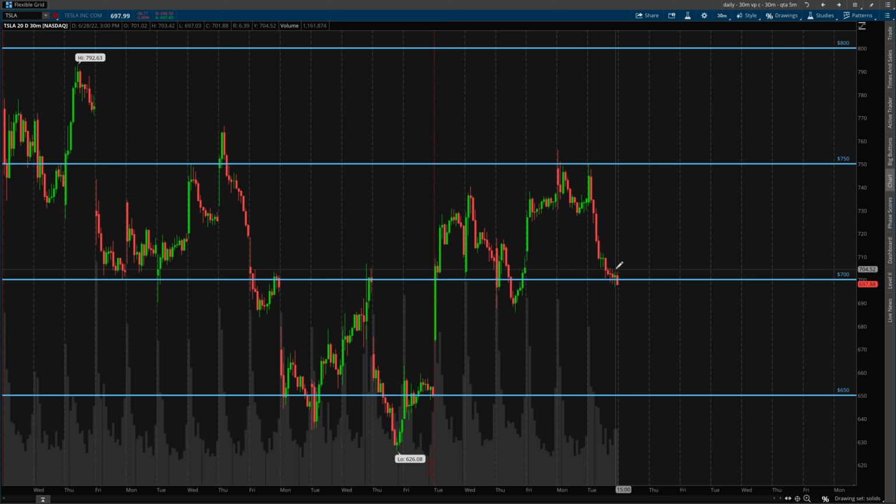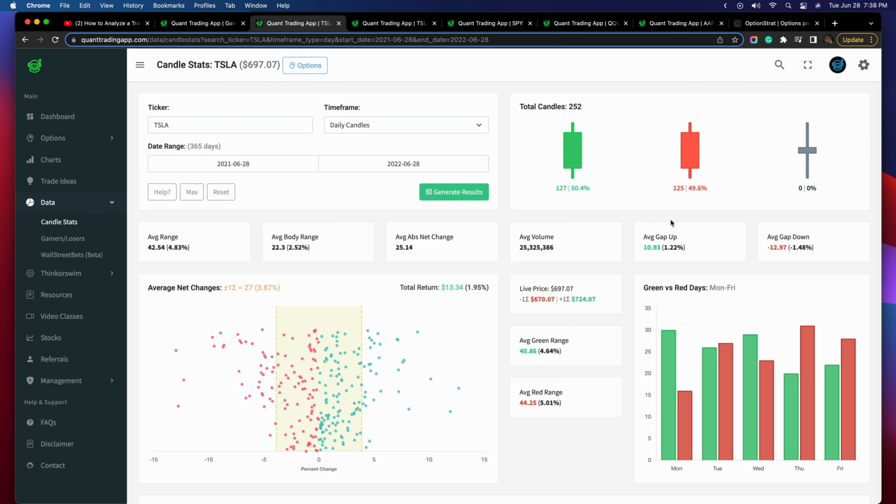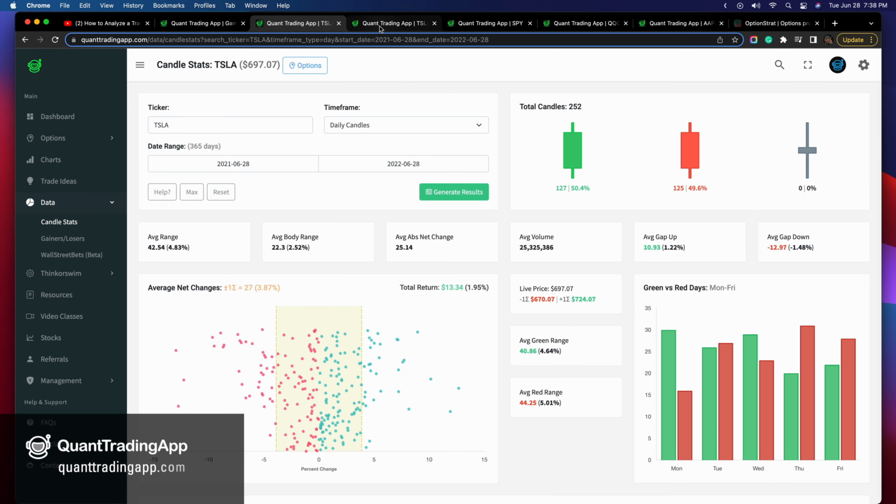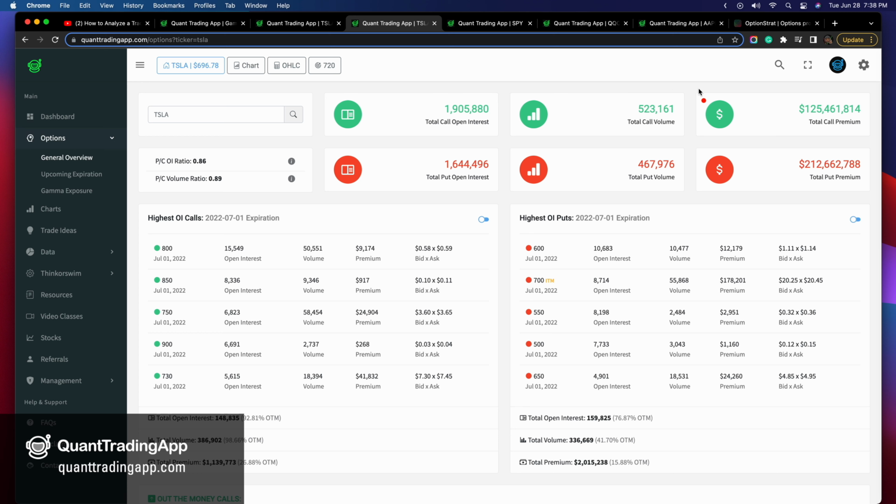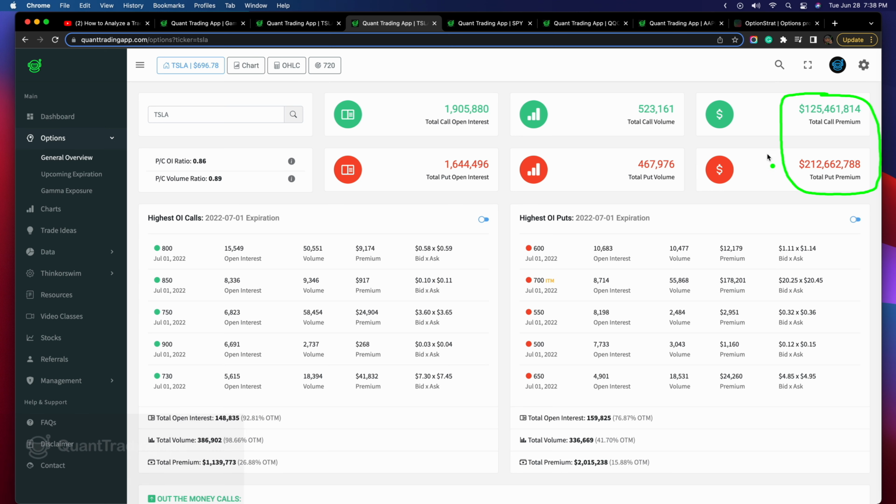Now, why am I also isolating Tesla? It's not the only stock that tends to hover around these major levels. It's just because if we scroll around right here and we take a look at Tesla's options premium, we can see that Tesla is one of the largest stocks on the market that has a lot of premium usually traded. It has a lot of liquidity, a lot of volume, and a lot of open interest. So as we see, if we combine these two numbers right here, this is over $340 million in premium currently for Tesla.